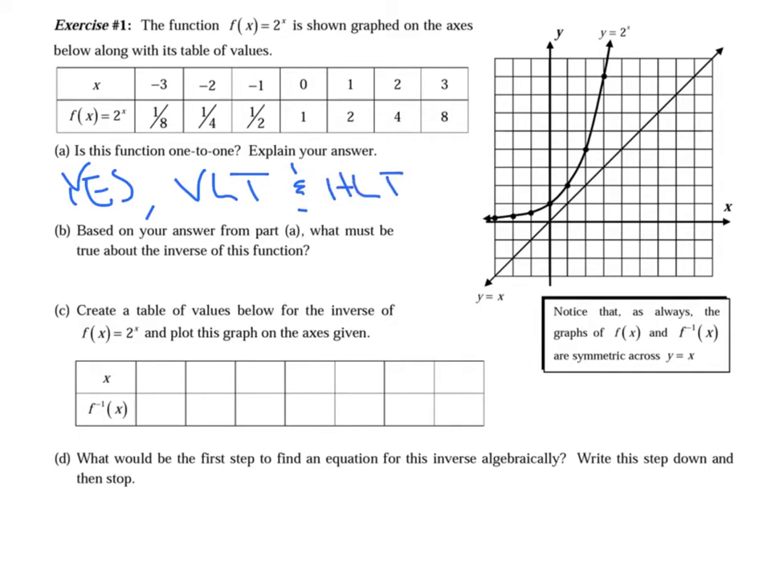All right. In other words, we're saying each x value corresponds to one and only one y value, and each y value corresponds to one and only one x value. There's no repetition in either the x or the y list.